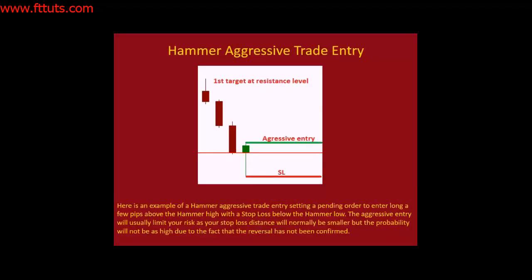Hammer aggressive trade entry. Here is an example of a hammer aggressive trade entry, setting a pending order to enter long a few pips above the hammer high with a stop loss below the hammer low. The aggressive entry will usually limit your risk as your stop loss distance will normally be smaller, but the probability will not be as high due to the fact that the reversal has not been confirmed.